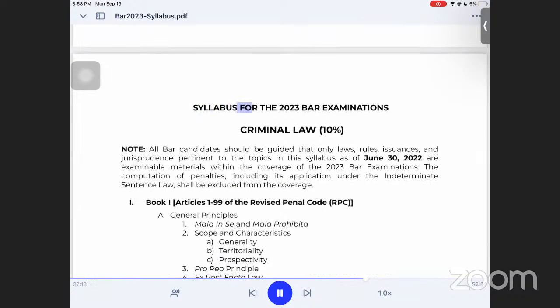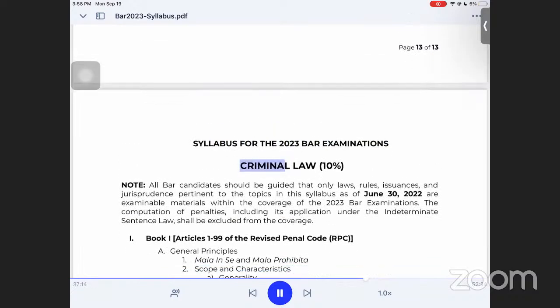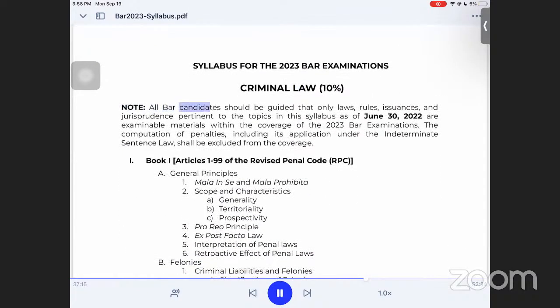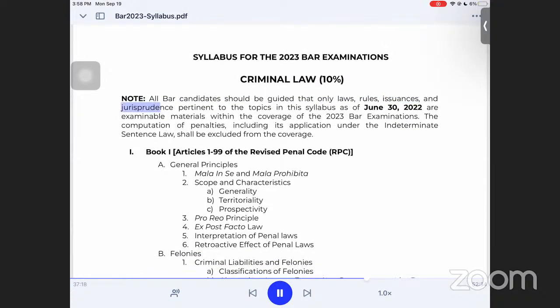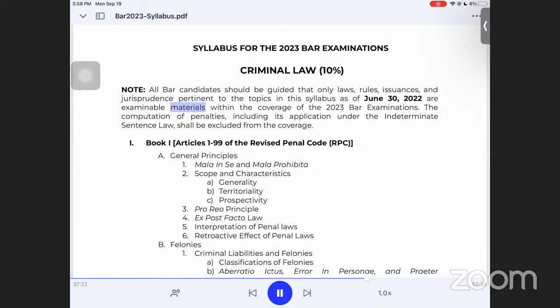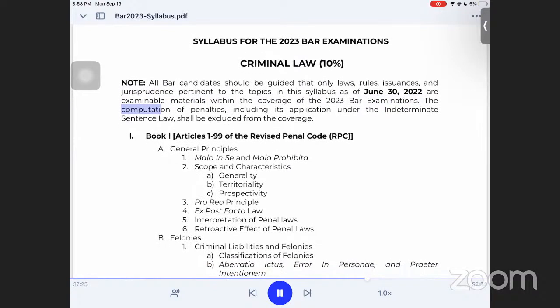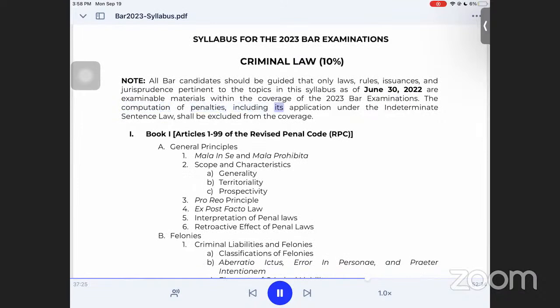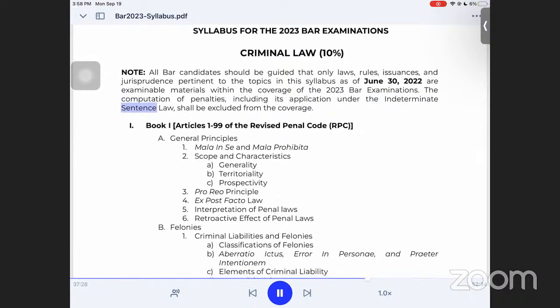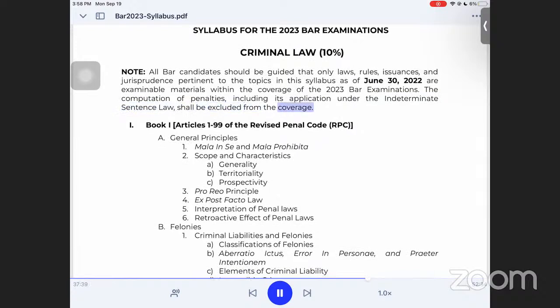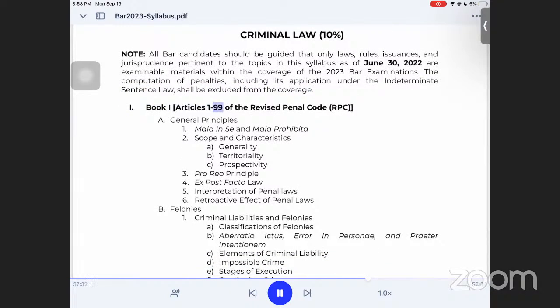Syllabus for the 2023 bar examinations. Criminal law, 10%. Note: all bar candidates should be reminded that only laws, rules, issuances, and jurisprudence pertinent to the topics in this syllabus as of June 30, 2022 are examinable materials within the coverage of the 2023 bar examinations. The computation of penalties, including its application under the indeterminate sentence law, shall be excluded from the coverage. Book I, Articles 1-113 of the Revised Penal Code, RPC.